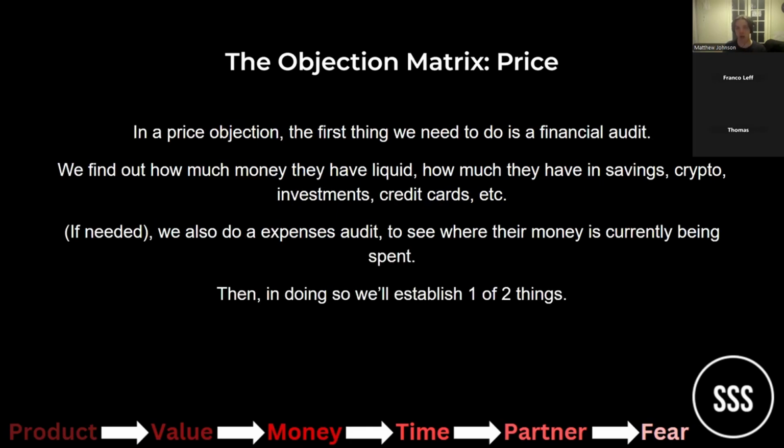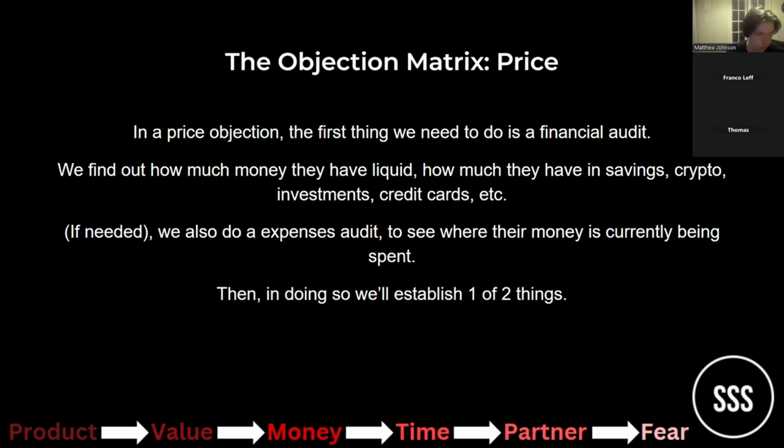In a price objection, the first thing we need to do is a financial audit. And so what we do here is, without being too invasive and being a dickhead about it, we find out how much money they have liquid, and then of course other things: savings, crypto, investments, stocks, credit cards, etc. Right? We do a full audit of their financials, okay? If needed, we also make an expenses audit.